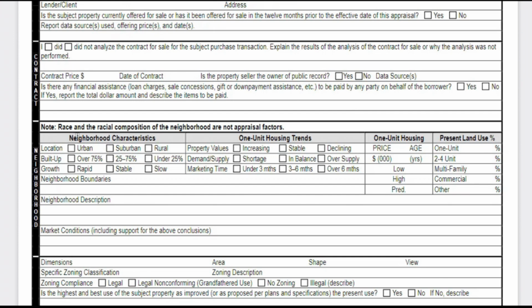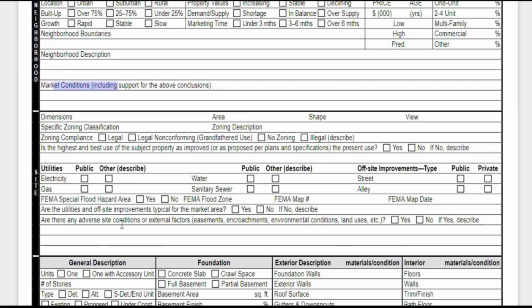And then right here, you would describe the characteristics of the neighborhood. So in my case, it would be a suburban, right? It's not rural and it's not urban. Most likely maybe over 75 percent built up. What kind of growth? Most likely would be stable. Property values, when I appraised, they were always, because that was before the 2008, 2009 financial crisis, we would always have to put increasing, but now you probably see it stable, where in reality it might be increasing. Then you talk about supply and demand, probably in balance. Marketing time, usually under 3 months or 3 to 6 months. Here you would describe the neighborhood, what kind of market conditions.